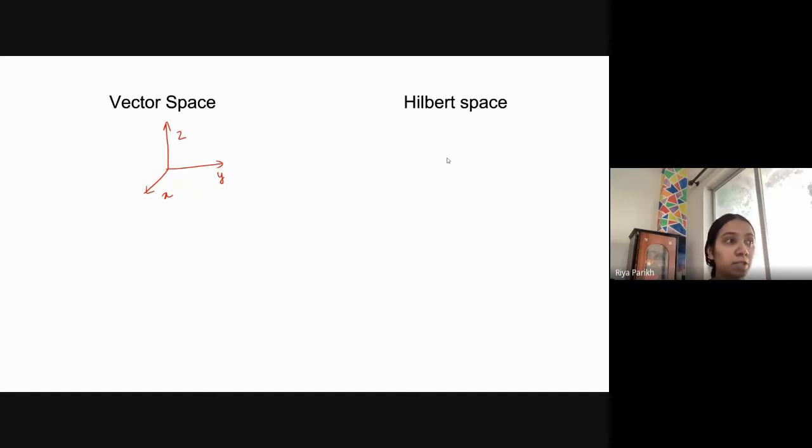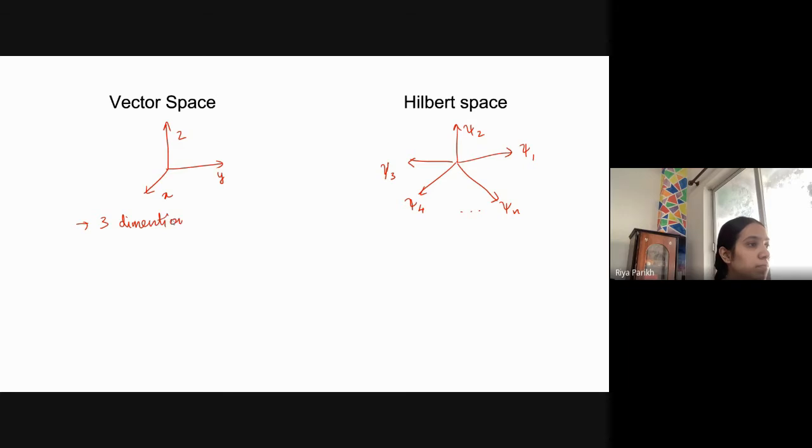Unlike vector space, Hilbert space is an n-dimensional space. So there are n dimensions denoted by psi 1, psi 2, psi 3, psi 4, and so on. Here we only have 3 dimensions. In Hilbert space, we have n dimensions.